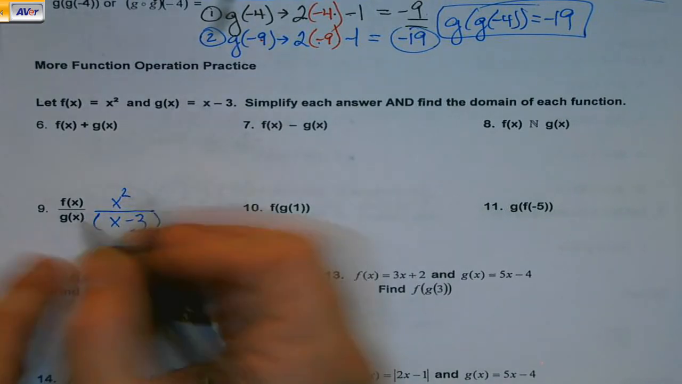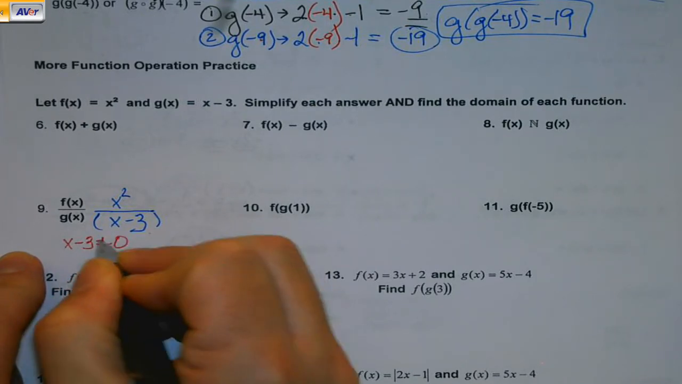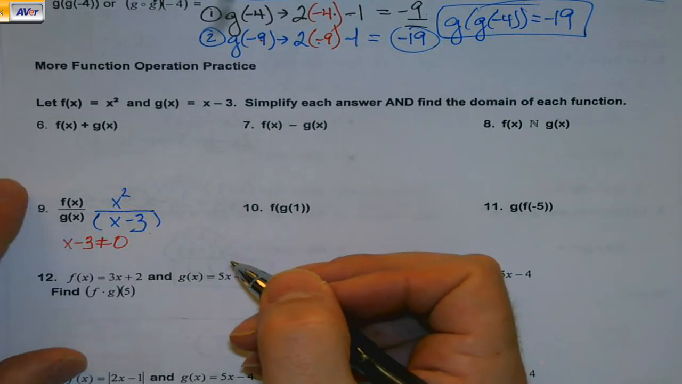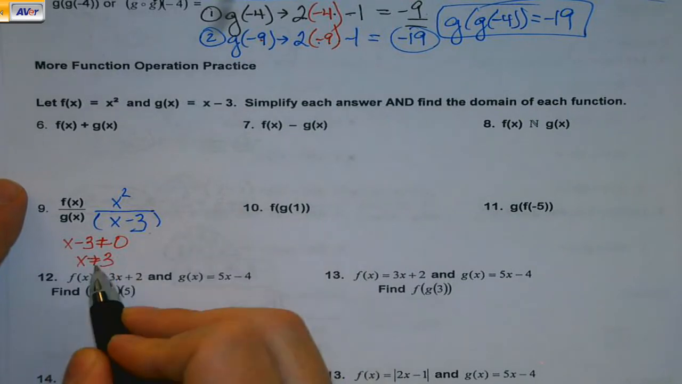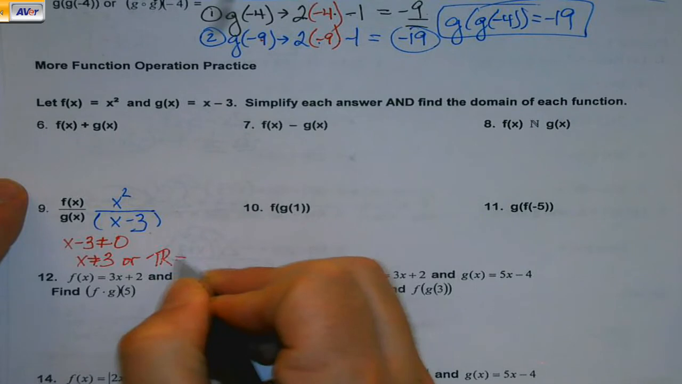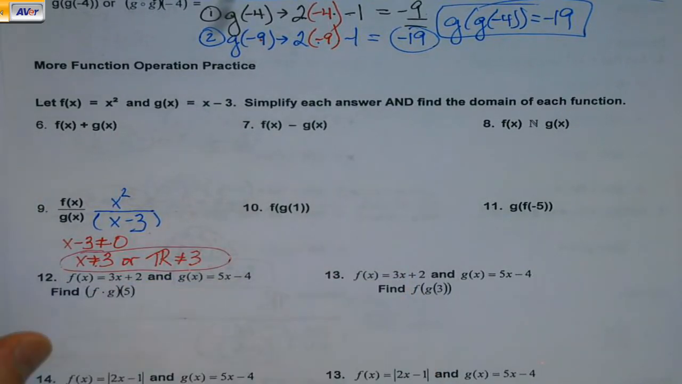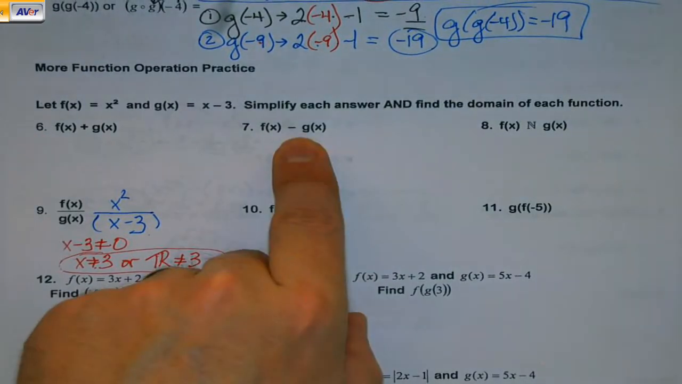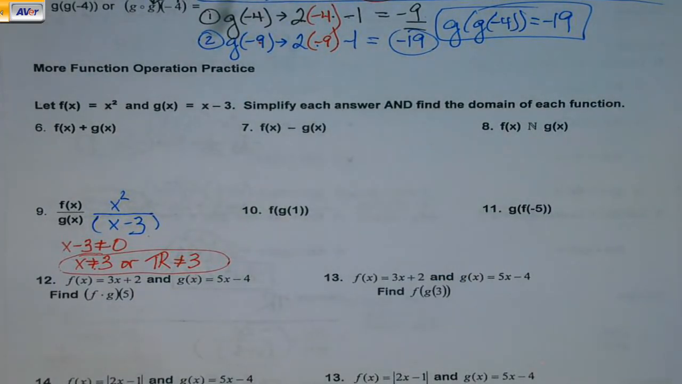But when we're looking for the domain, fractions are the one time we got to think about this. Otherwise, they're always all reals. But here, I've got to make sure that that denominator does not equal 0. Solve it like you would any equation. I'd add 3 to both sides. I'm fine with you writing it this way, or again, all reals not equal to 3. But for the addition, domain's all reals. Subtraction, all reals. Multiplication, all reals. Division is the only one where I got to do some thinking.